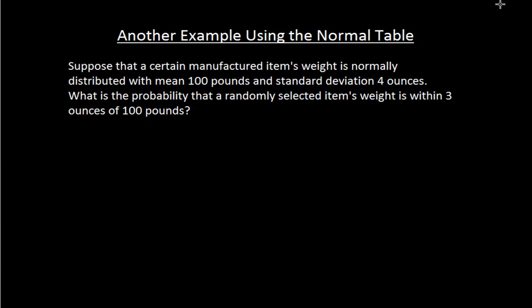Okay, in this video we're going to discuss another example that uses a normal table, and the calculation will be just a little bit more involved, but still very doable. So the setup is the same as before. We've got a manufactured item that is normally distributed in its weight with a mean of 100 pounds and a standard deviation of 4 ounces. And what we're going to compute is the probability that a randomly selected item's weight is within 3 ounces of 100 pounds.